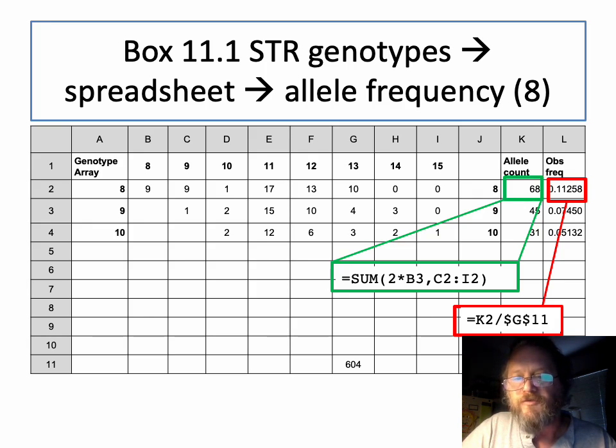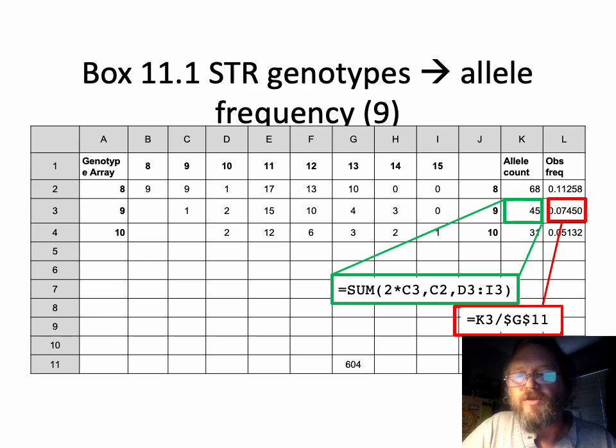I want to always refer to the 604. So each time I calculate the observed frequency, if I drag this down, it won't update the 11. It'll maintain that. So that's a fairly nice little trick. You can ignore it, but that means you have to type it in all the time. All right, so this confirms that we can do the calculation for allele 8.